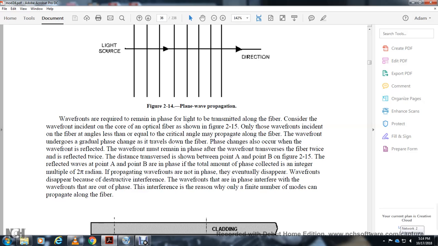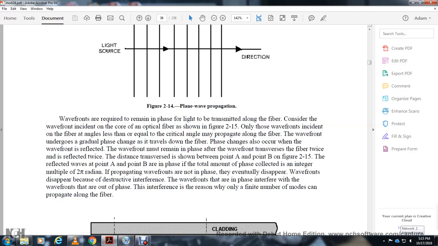Only the wavefronts with a fiber angle less than or equal to the critical angle are propagated along the fiber. The wavefront undergoes a gradual change as it travels down the fiber. As the wavefront is reflected, the reflected wavefront must remain in phase for the wave to transfer. The wave reverses in the fiber, traveling twice the distance, as shown between positions A and B in figure 2.15.